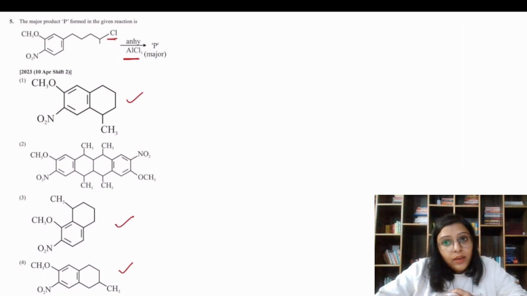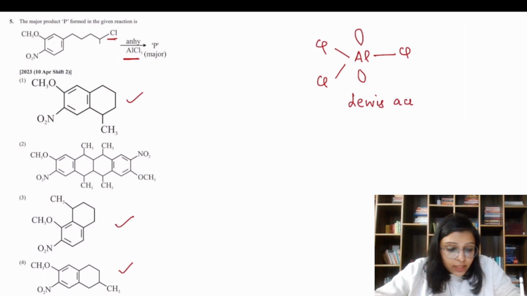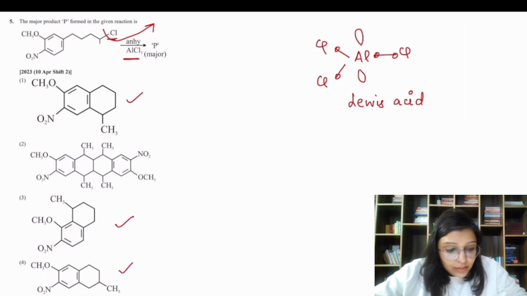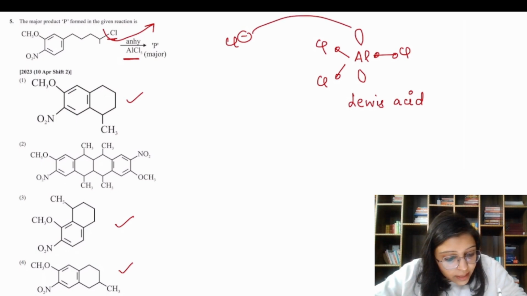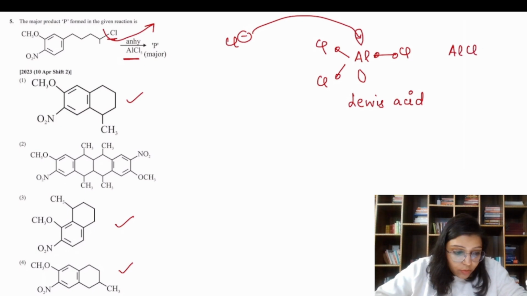So how to think? If ring formation happens, it means carbocation is formed, right? Carbocation is formed. And what is the role of anhydrous AlCl3? It has an empty orbital. This is a Lewis acid. Why? Because it has only 6 electrons. So what happens? It takes Cl minus. Cl minus gives electrons to the empty p orbital of the aluminium and we get AlCl4 minus. Okay, we get AlCl4 minus.